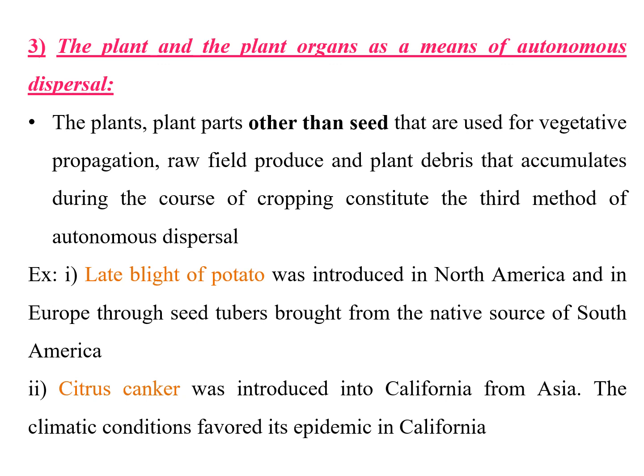If we take examples, late blight of potato caused by Phytophthora infestans was introduced in North America and Europe through seed tubers obtained from South America. That was the native source of late blight of potato, but when seed tubers were transported to North America and Europe, late blight was introduced there. In another example, citrus canker was introduced into California from Asia. The climatic conditions in California favored the growth of citrus canker and it led to an epidemic.